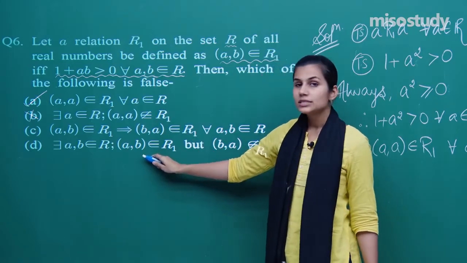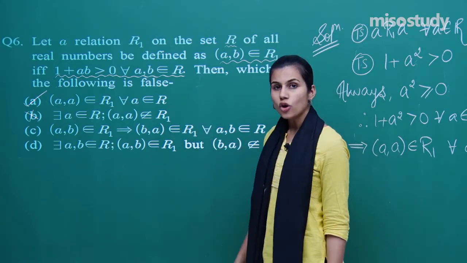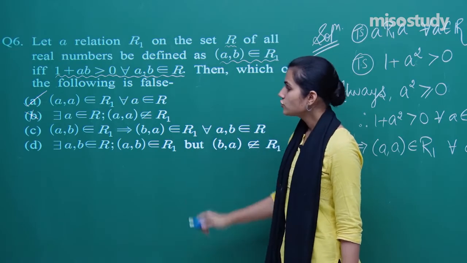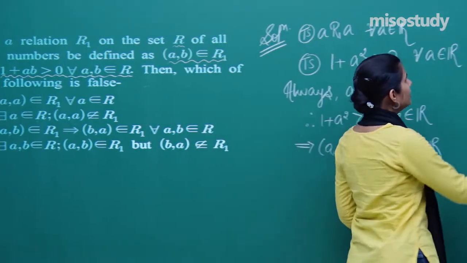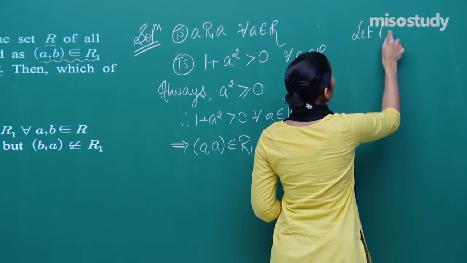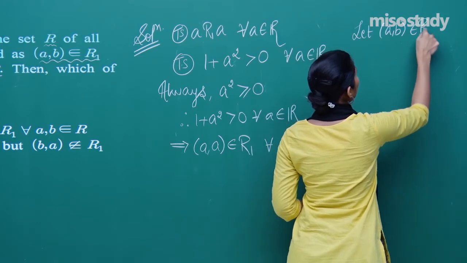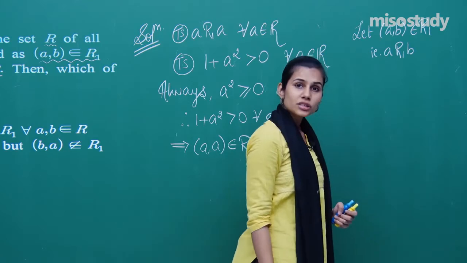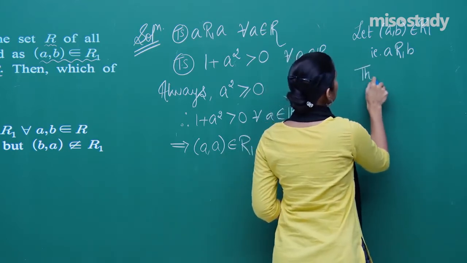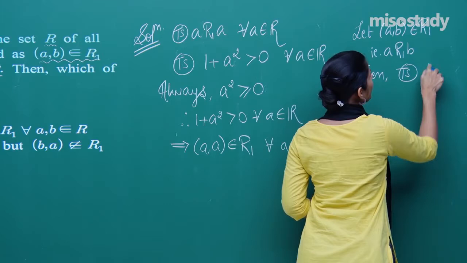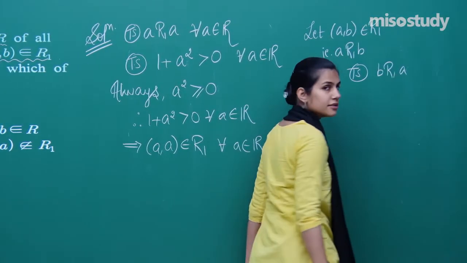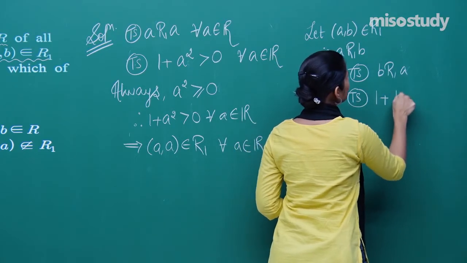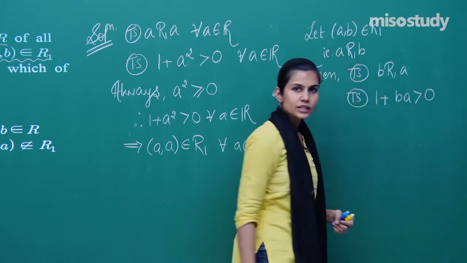If I wish to talk about symmetricity, because this basically is talking about reflexivity and so R1 is a reflexive relation. Let's check if R1 is symmetric or not. So, let A, B belong to R1. That is, A is related to B under the relation R1. Then, I have to show B is related to A under the relation R1. That means I have to show 1 plus B into A is greater than 0.